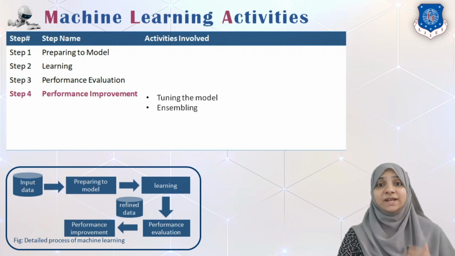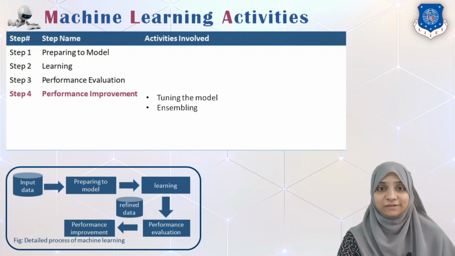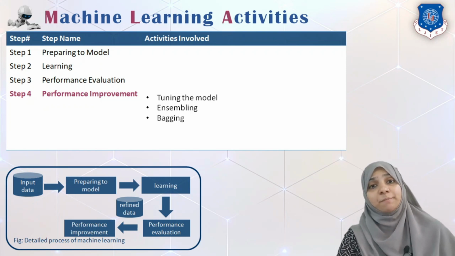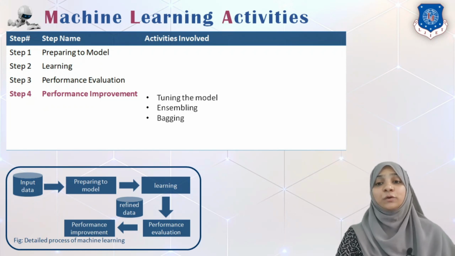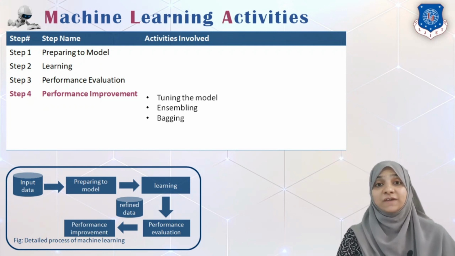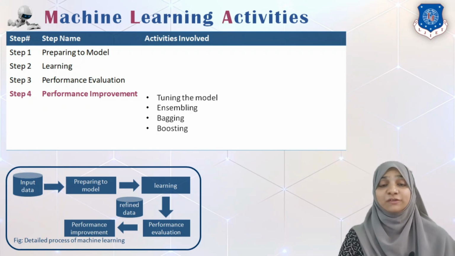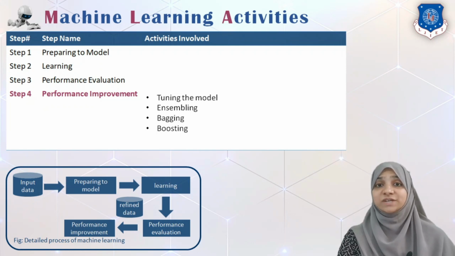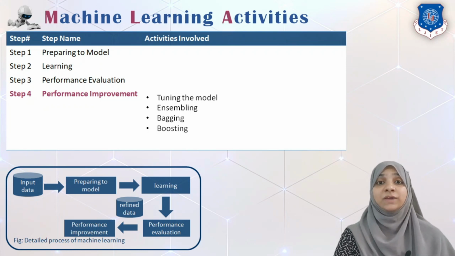We also do ensembling. Within ensembling, we apply different data sets over different types of model in order to achieve a single task, so we can find out the different outputs of different models. We also do bagging. Within bagging, different data sets and different sets of training data are used to train the model, and we check the performance evaluation of each machine learning algorithm. We also have a process called boosting, which is used to improve the performance of machine learning. So within step 4, improving the performance of the model, we can either tune the model, bag, boost, or ensemble the model to improve the performance.